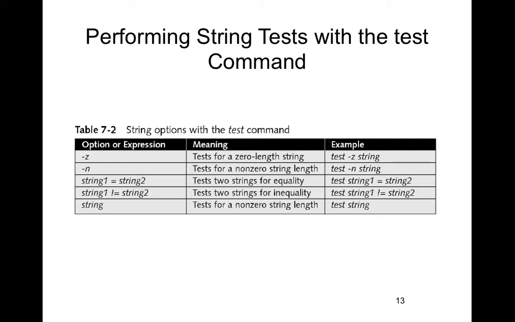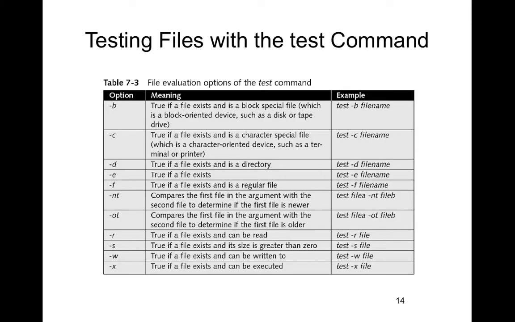So here's performing string tests with the test command. Strings are dealt with a bit differently. We have -z to test for a zero length string, or whether the string actually exists. Is it one or more characters? Non-zero string length, meaning it's not a string, it's a 0 or a number. Or two strings that are equal, or two strings that are not equal. Test to see whether a string is set or whether it's blank.